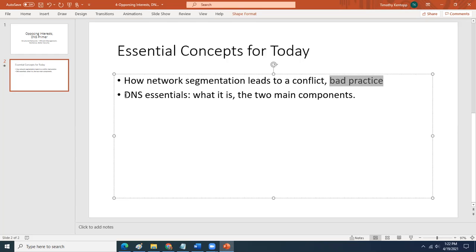The second topic for today is DNS Essentials. I want you to understand the two main components of DNS and how it works and what it does. And I may end up referring you to a short YouTube video. I think there are some very efficient YouTube videos that explain DNS rather effectively. Any questions before we continue?